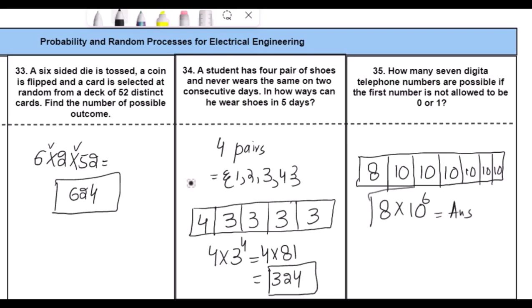So that is the solution of this problem, in which the number of allowed telephone numbers will be 8 into 10 raised to power 6. So this is again one of the combinatorial problems.